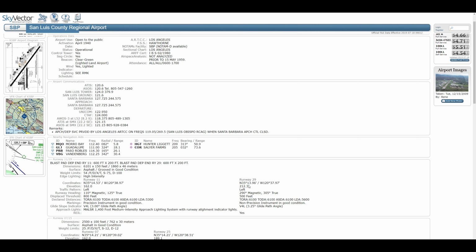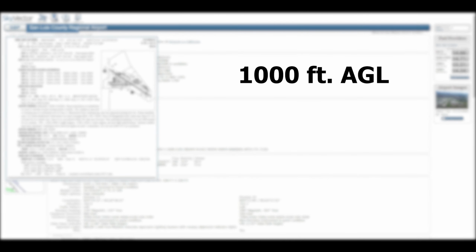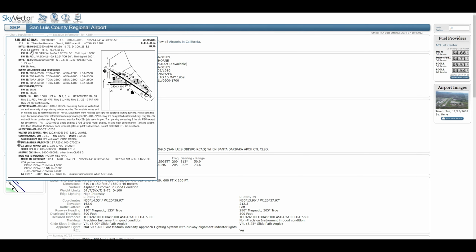Another important thing to look for is the TPA, or traffic pattern altitude. Single engine aircraft fly the pattern at 1000 feet above ground level, and multi-engine aircraft fly at 1500 feet above ground level. This information is also available in the chart supplements down in the airport remarks section. You can see there is a lot of valuable information about birds and noise abatement and tower unable to see you at a certain location.